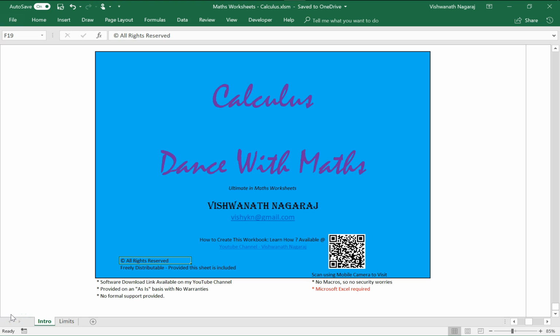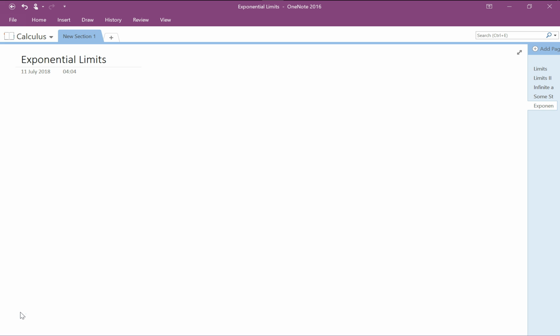Let's look at some exponential limits. We are not going to look at the proofs of them. The limit as n approaches infinity of (1 + 1/n)^n is equal to... it looks very similar to a formula. Remember the formula for compound interest. Okay, so that is 1.